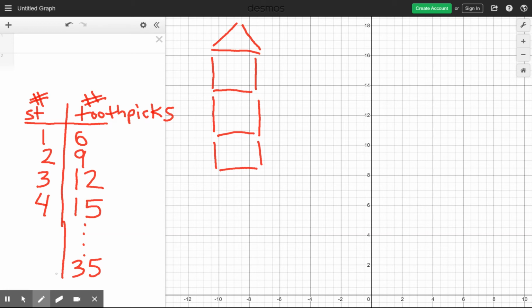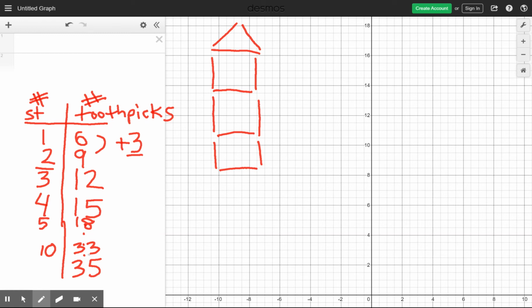We can just keep counting and adding 3 at every stage, because each new story is adding 3 more toothpicks, and we could just follow the pattern and go with 5 stories is 18 toothpicks, and so on. And that would get us down to where we have 10 stories would be 33 toothpicks if we just kept drawing it out. But you might notice a pattern to help you figure that out without having to draw it.